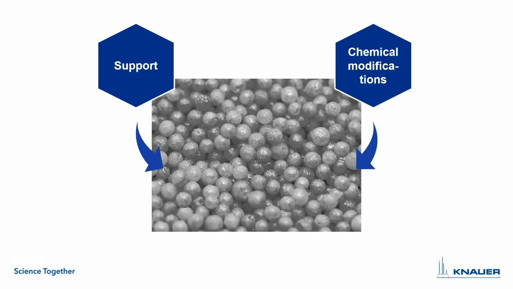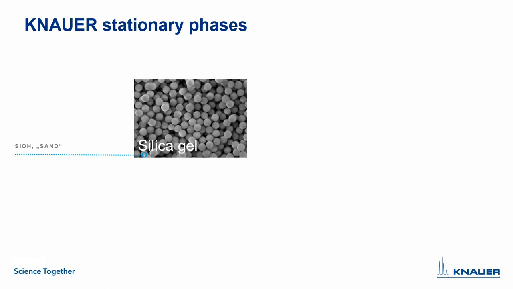KNAUER offers different stationary phases, and as we are talking now only about the base material, we have two different types of materials that we offer in HPLC columns. So the far most often used is silica gel. When you look at it, it's really like a sand. It's a SiOH material, most often really nice spherical material, as you can see it here.